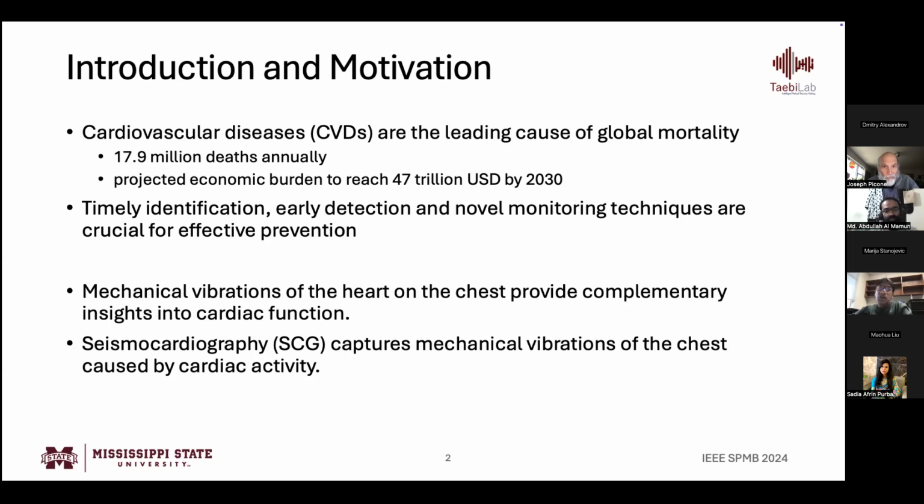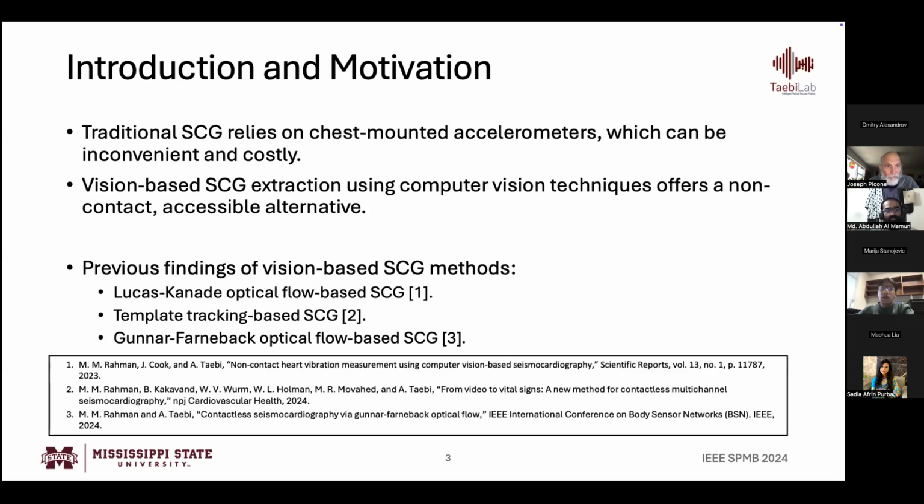Existing diagnostic tools like electrocardiography focus on electrical activity, but the mechanical vibration of the chest can also provide complementary insight into cardiac function. So SCG, or seismocardiography, captures this mechanical vibration of the chest, which is caused by heart activity. However, traditional SCG relies on a chest-mounted accelerometer, which is sometimes inconvenient and costly.